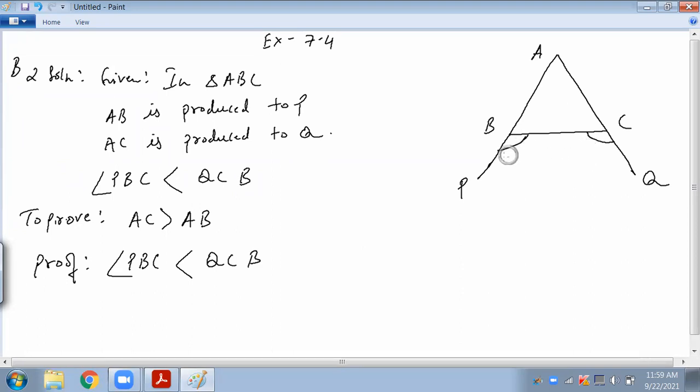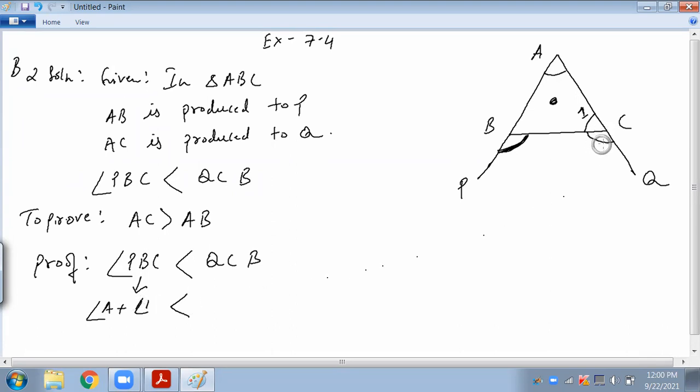Now, if you see, PBC is an exterior angle for this particular triangle. This angle PBC is outside the triangle, so it is an exterior angle. And we know exterior angle is equal to the sum of the opposite interior angles. Opposite to this exterior angle, we have angle A and this one, mark it 1. Angle A and 1 are the interior angles. So instead of PBC, I can write A plus angle 1, by the exterior angle property.